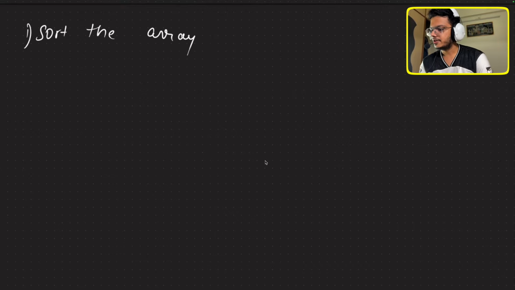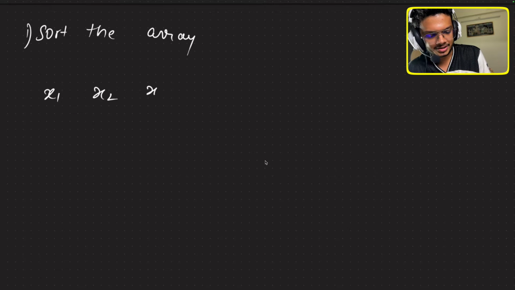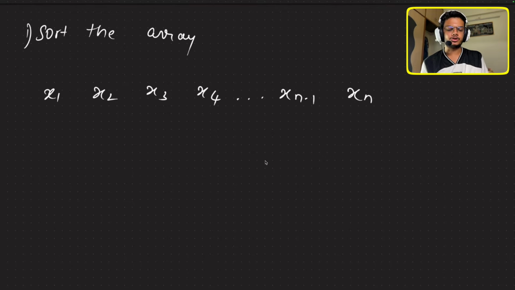Okay, so we have sorted the array. Now let's call this x1, x2, x3, x4, and so on, till xn minus 1, xn in sorted order. Why are we sorting the array? Because we are trying to find the smallest sum which cannot be achieved. So by sorting the array, we might be able to simplify the question a bit. Okay, so this array is sorted.